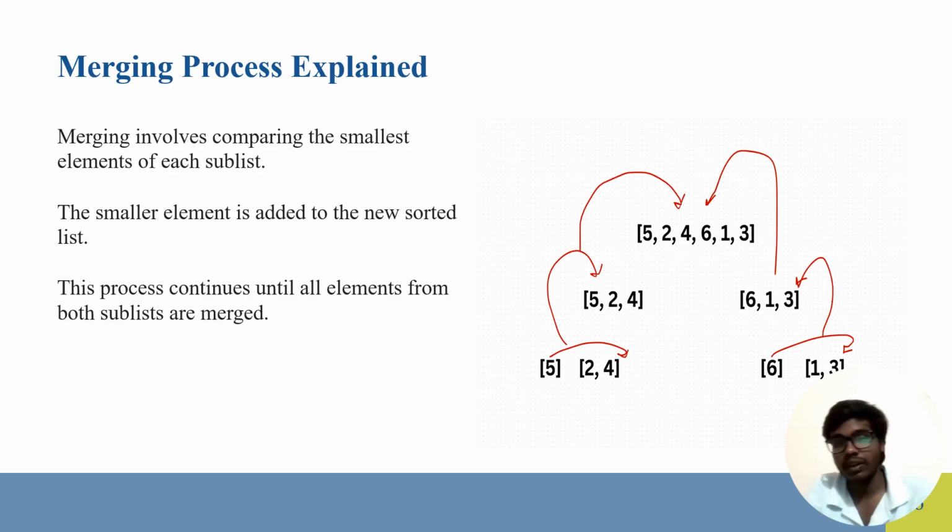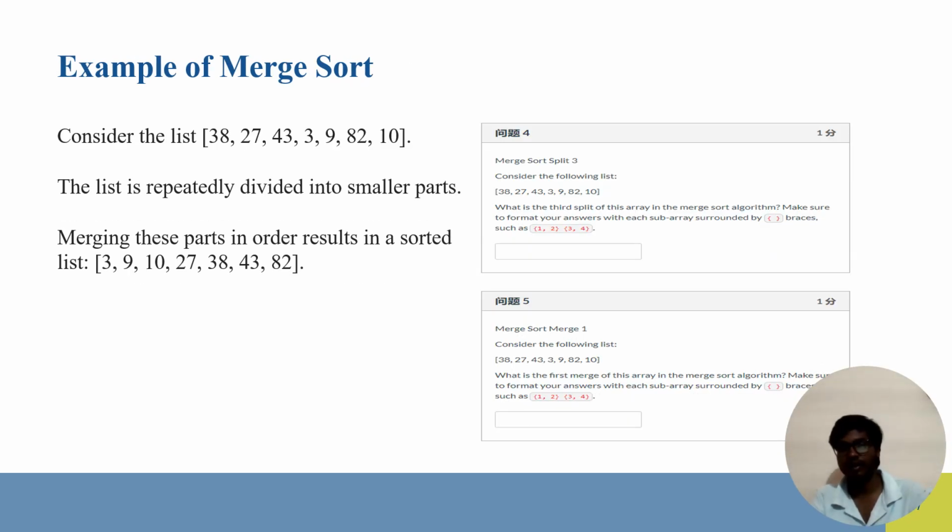Here is an example. We have six elements: 5, 2, 4, 6, 1, 3. This is an unsorted list, which is divided into two equal parts of 3 and 3 elements, and then further divided into 2 and 2, until it becomes single elements. Here we can see another example, considering the list 38, 27 and 43, which is further divided into smaller pieces, and then we sort the list. Here we can see the example of merge sort.